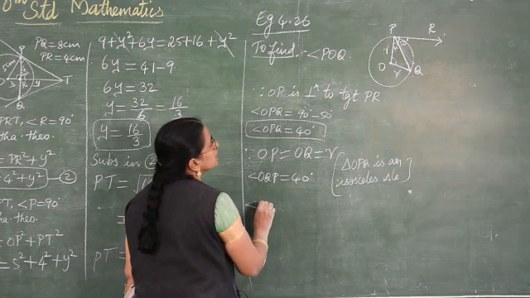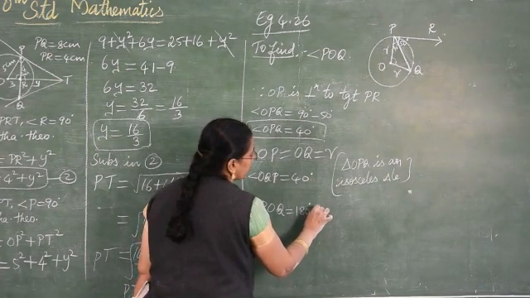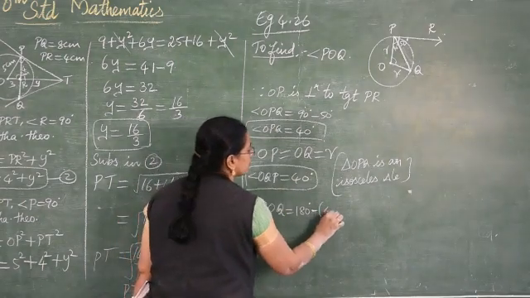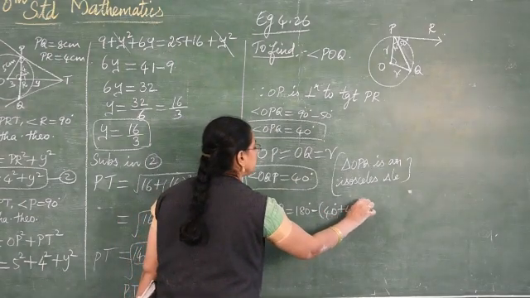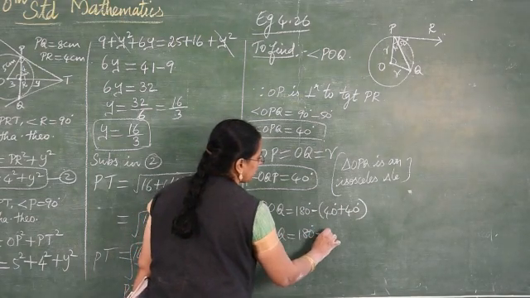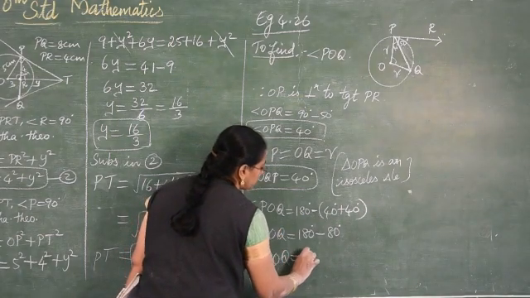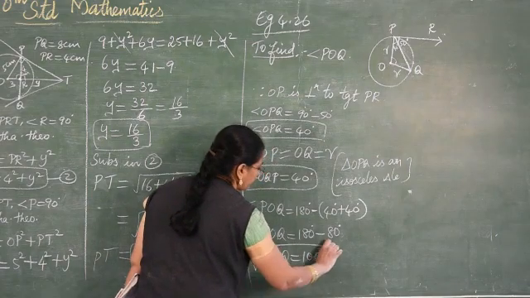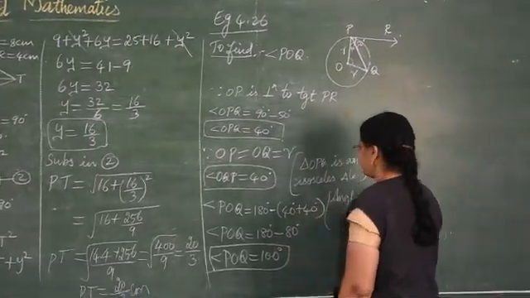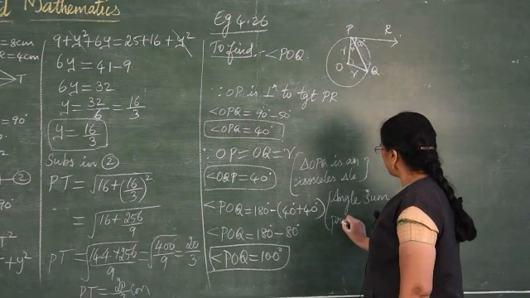So, by angle sum property of a triangle, angle POQ equal to 180 minus these two angles, 40 plus 40. So, angle POQ equal to 180 minus 80. So, angle POQ equal to 100 degree. So, here you can write by angle sum property of a triangle.